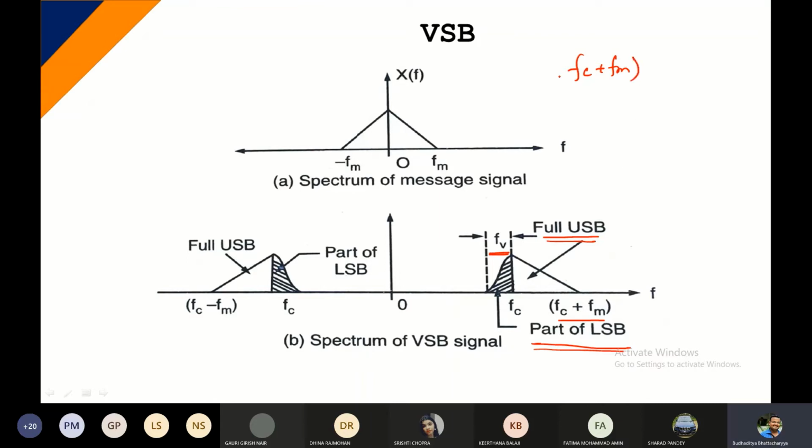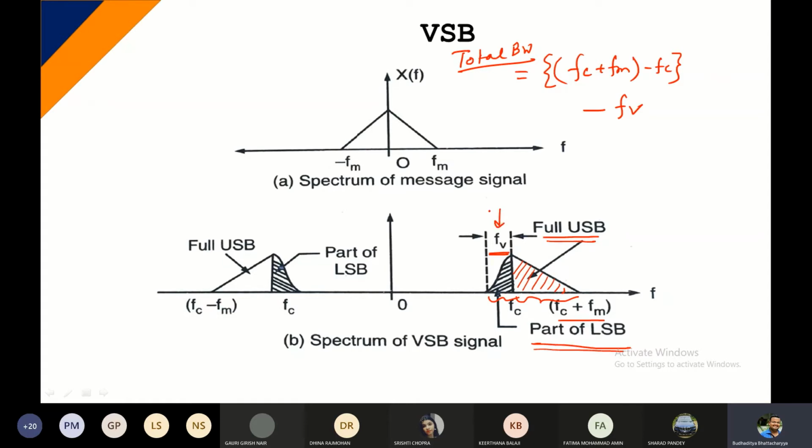Now FV stands for the vestigial band. So FC plus FM, and you can see this is the center frequency FC and this is FV. So FC plus FM minus FC, this is one of the bands. This portion I'll mark with a red stripe. So this particular bandwidth is FC plus FM minus FC minus FV. So this will be the total bandwidth. Just check it once again. So this portion plus this portion that I'm talking about.